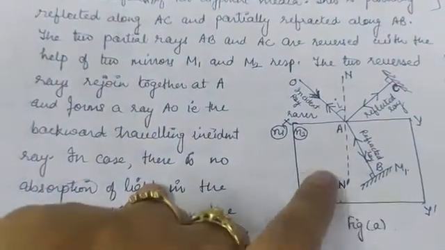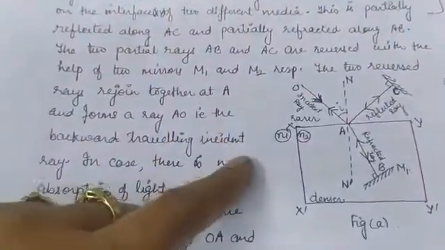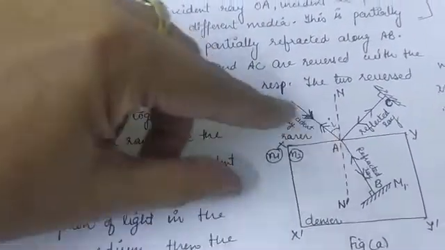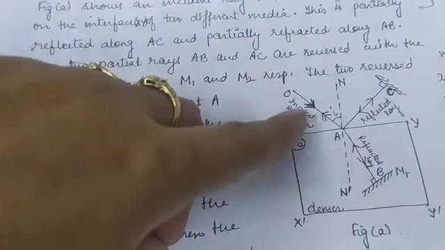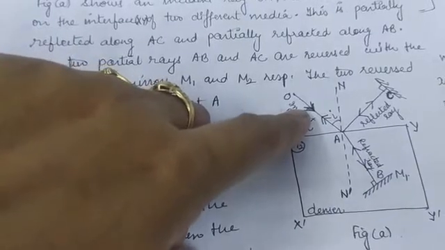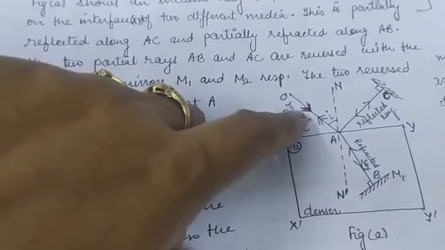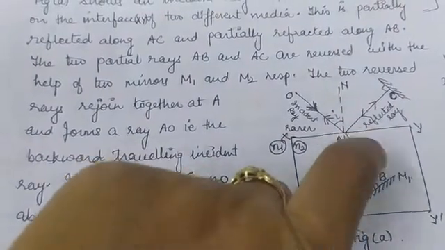Okay? So the glass slab is a denser medium and the medium around it is a rarer medium. It may be air also. N, A, N dash is the normal to the surface XY at point A. So I incident a ray of light OA having an amplitude, which I have shown over here with a double-headed arrow.